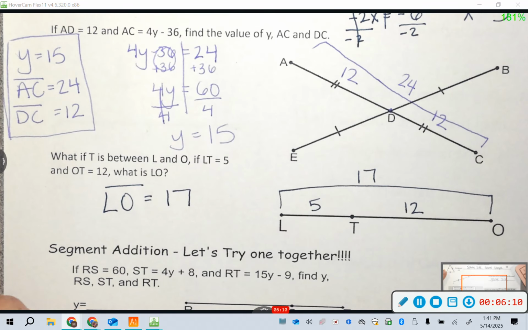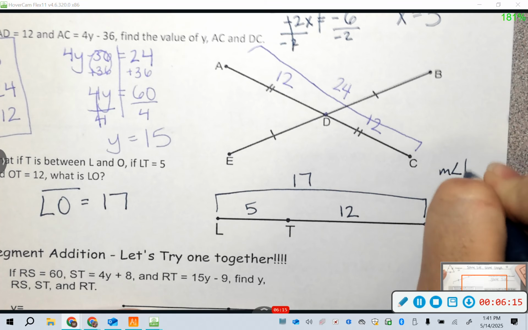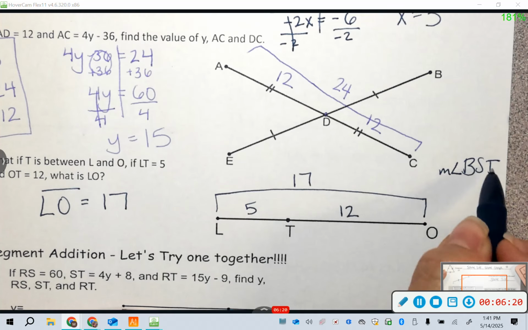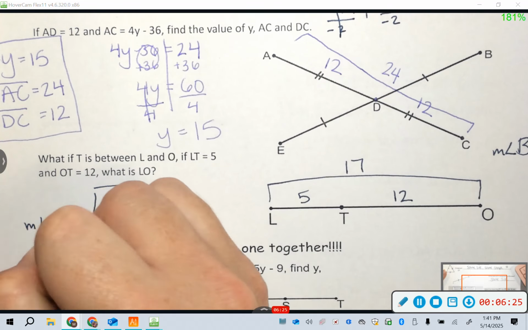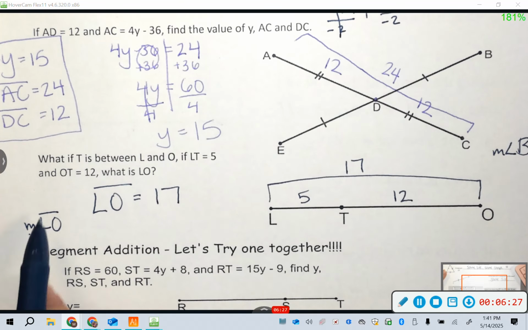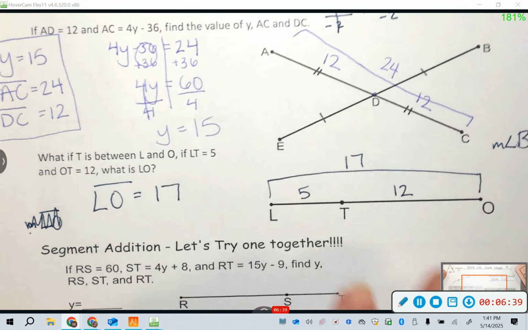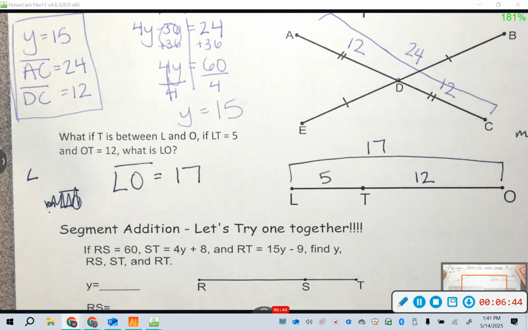Now, something you might see here, which we also saw with angles, you would see something like M angle BST. Do y'all remember that? It just means the measure of angle BST. So if I see something like measure of LO with the line on top, that just means the measure of the line segment LO. So that little M, don't ever let that bother you if you see it. What's that line above O? It's just telling you it's a line segment. It's almost like, remember when we'd put the little angle in front of the angles? It's the same concept.